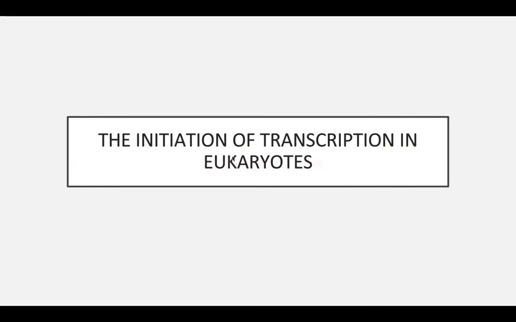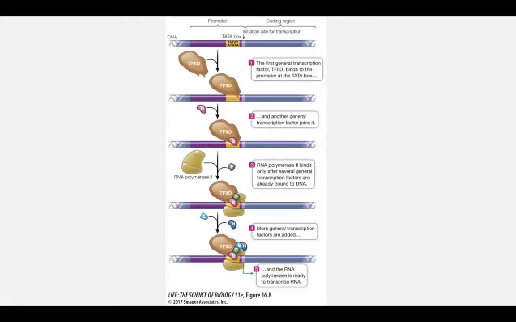So, initiation of transcription in eukaryotes. Here you have what's known as TFIID, which is the first general transcription factor. It binds to the promoter at the TATA box. So what is the TATA box? The TATA box is a DNA sequence that indicates where a genetic sequence can be read and then eventually decoded.